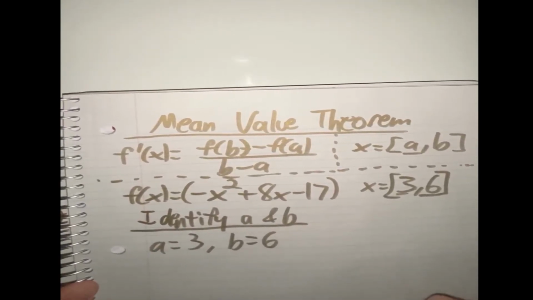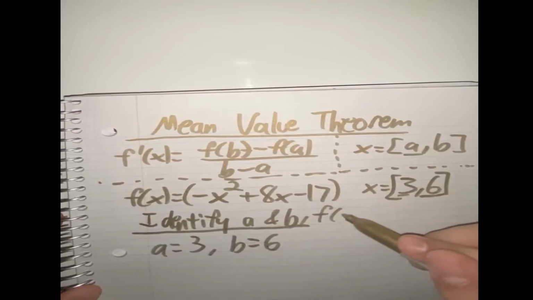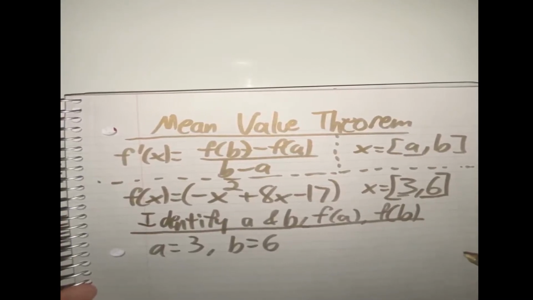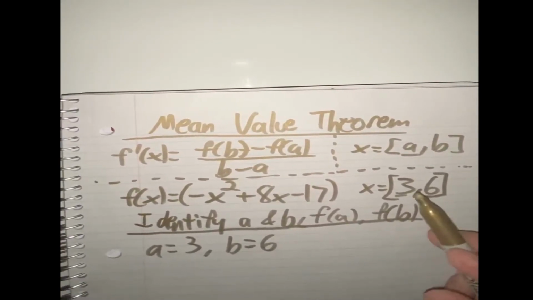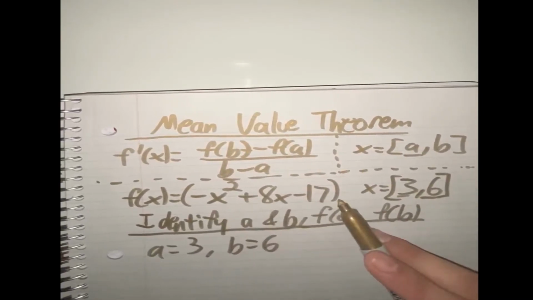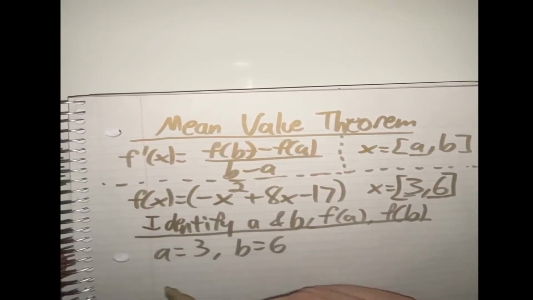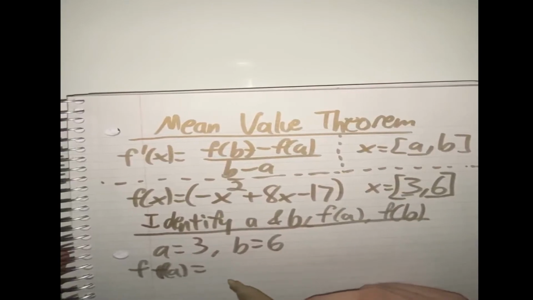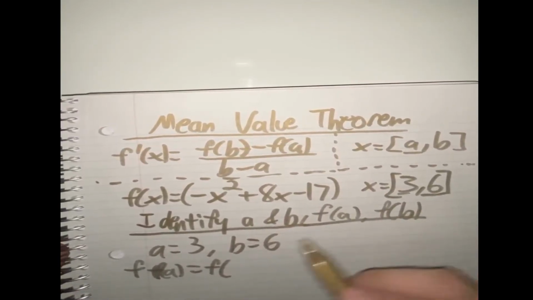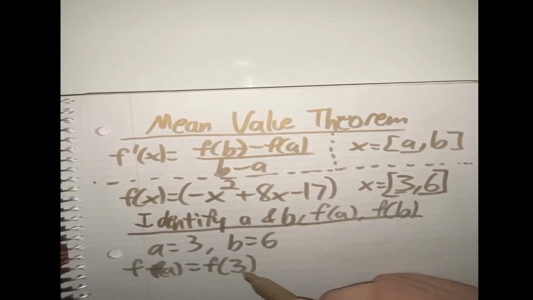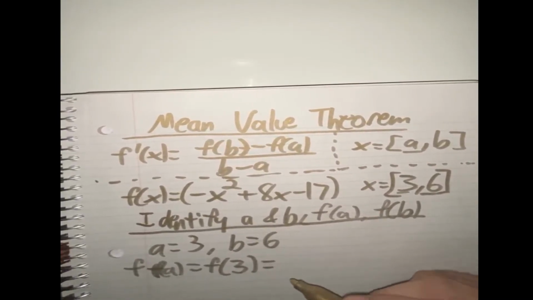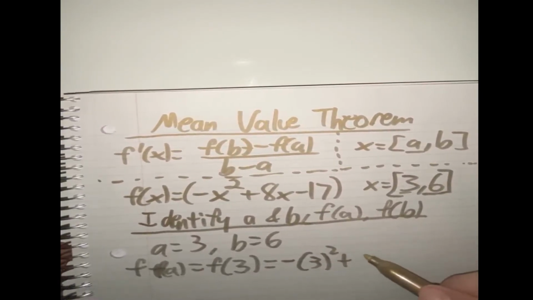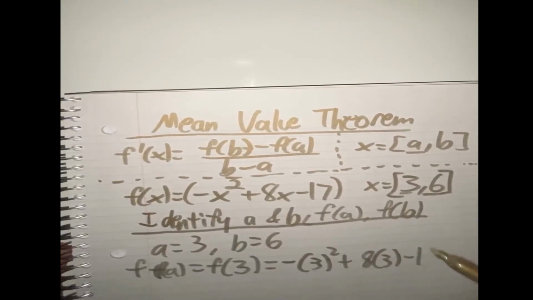Now that we have that, the next step is to identify f of a and f of b. We do this by plugging a into this function, and then plugging b into this function. So we're going to do that down here. f of a is equal to f of, what's our a? Our a is 3. f of 3, and then everywhere we see x, we plug in 3. So negative 3 squared plus 8 times 3 minus 17.